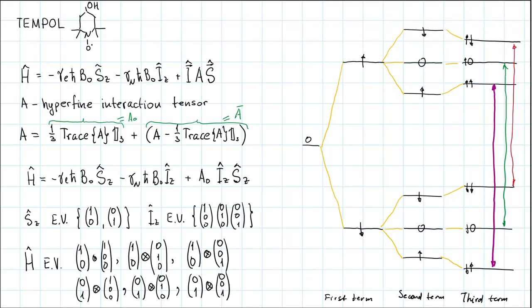If we put all these three lines together, we'll obtain the following spectrum, which looks quite similar to a real TEMPO spectrum. Thus, I have made an explanation of the most important characteristics of the TEMPO EPR spectrum.